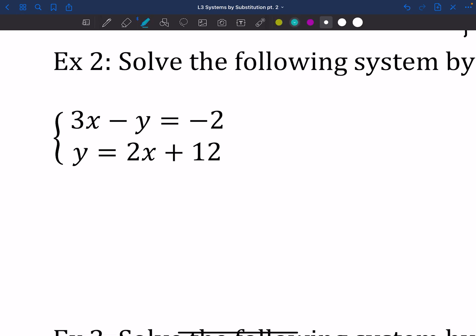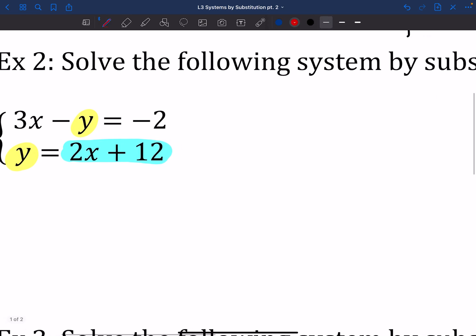So this one, we've got 3x minus y equals negative 2, and y is equal to 2x plus 12, right? So again, what I want to do is remember which one has the variable by itself already, right? So we know that y is equal to all of this stuff over here, 2x plus 12. In the other equation, I have that y, right? So again, what I'm going to do is take 2x plus 12, that whole big piece, and smush it into that other equation for y, right? That's what we want to be doing here, right?